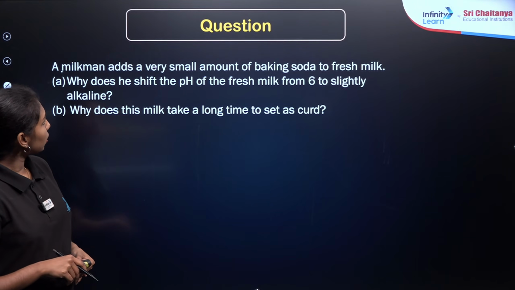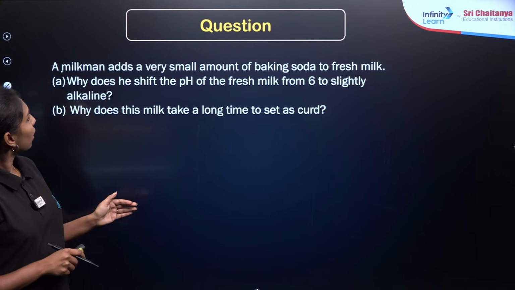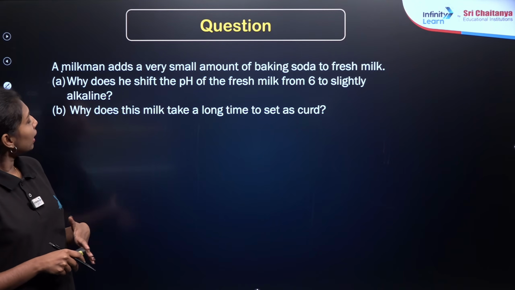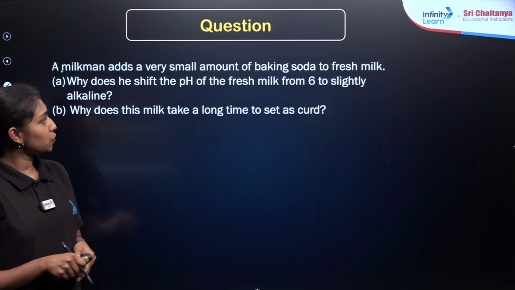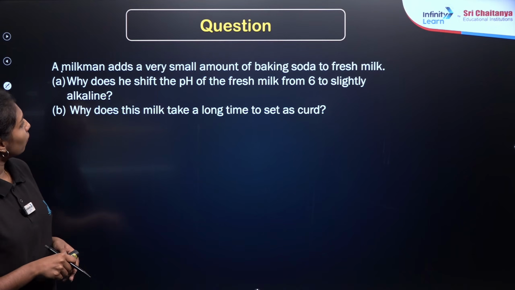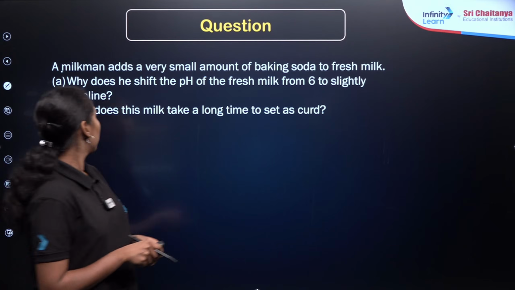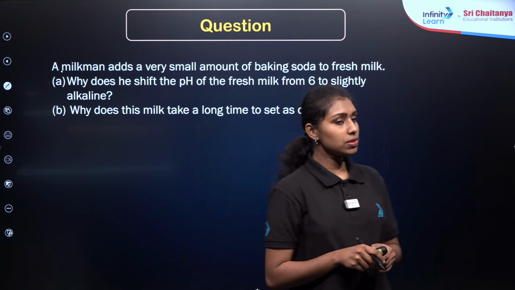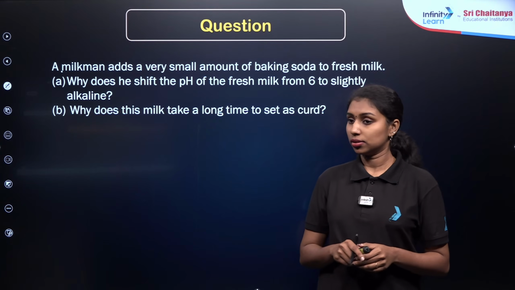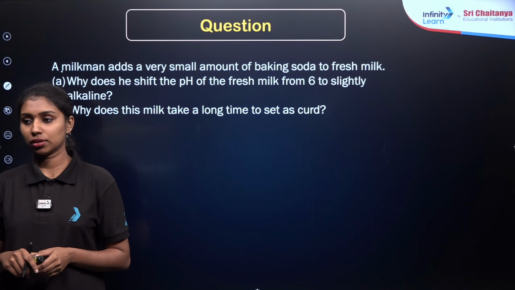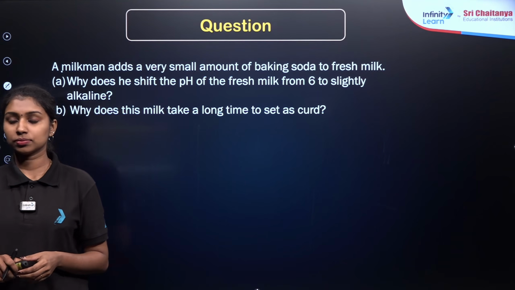Here is the next question. I think this will be the last question. Two sub-questions are provided here. A milkman adds a very small amount of baking soda to fresh milk. Why does he shift the pH of the fresh milk from 6 to slightly alkaline? Why does this milk take a long time to set as curd?